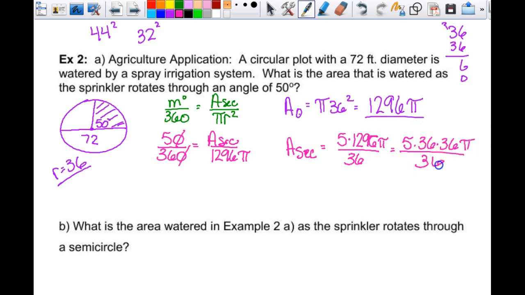Yep, over 36. And if you learn to recognize stuff like that, instead of just jumping in and doing as much math as you possibly can, which always complicates your life, bam, those cancel out. All you're really doing is 5 times 36. Okay, so what's 5 times 30? 150. What's 5 times 6? 30. So 150 and 30 is 180. Okay, so the area of my sector is 180 pi, what are my units? Feet squared.